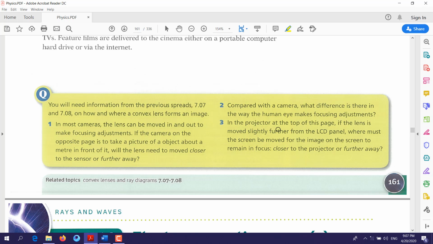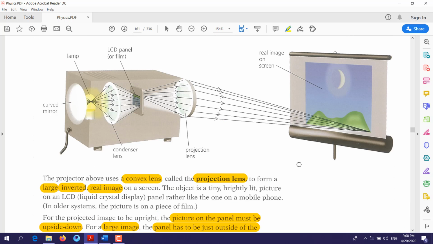Question number 3. In the projector at the top of this page, if the lens is moved slightly further from the LCD panel, where must the screen be moved for the image on the screen to remain in focus? Closer to the projector or further?